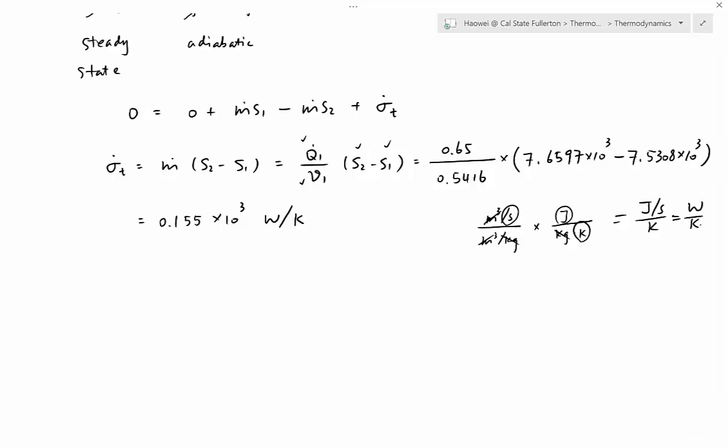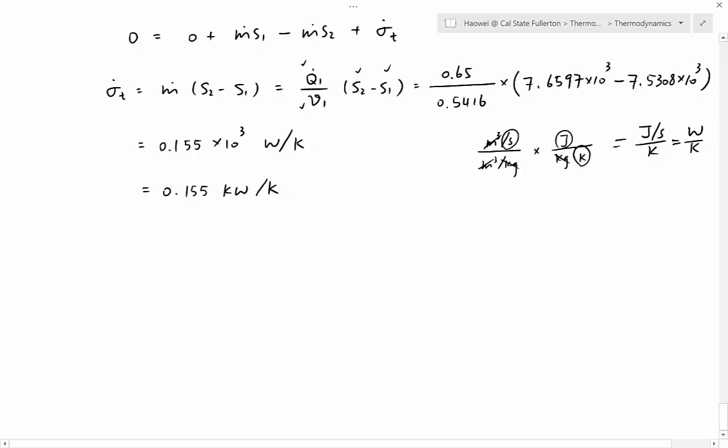Okay, so now maybe one more step. 0.155 kilowatts per Kelvin. And our solution is positive, which makes sense. If sigma is positive, that means your system is not reversible. It is irreversible, which is the case for everything in reality. So that's part 3, entropy production rate from entropy rate balance equation for a control volume. And then we go to part 4, the last part of this example.